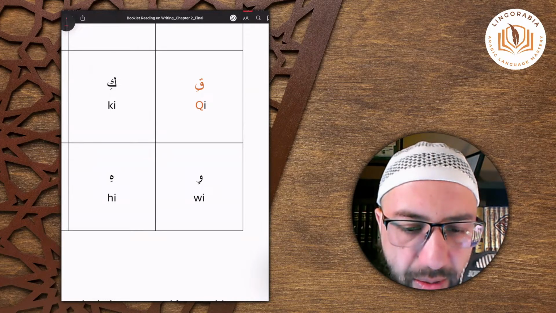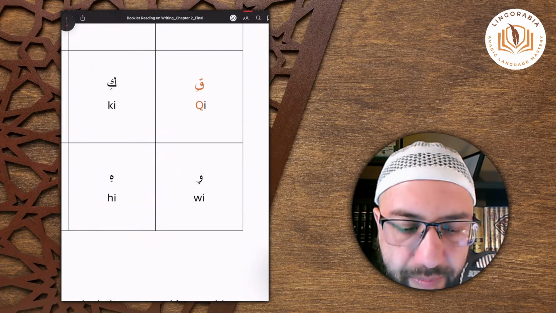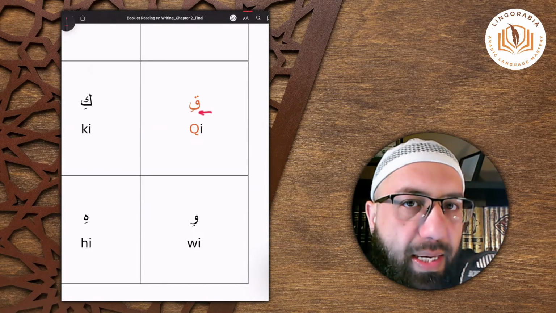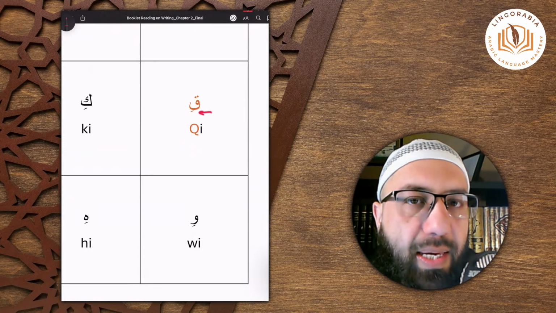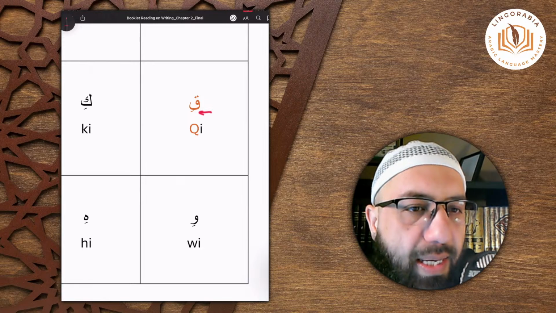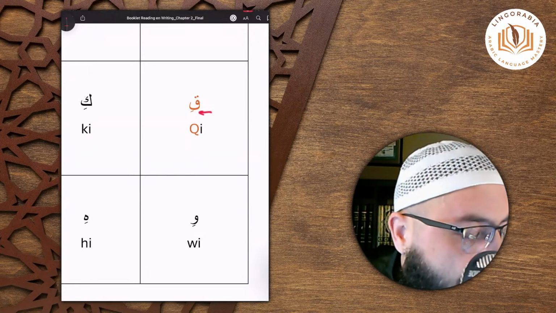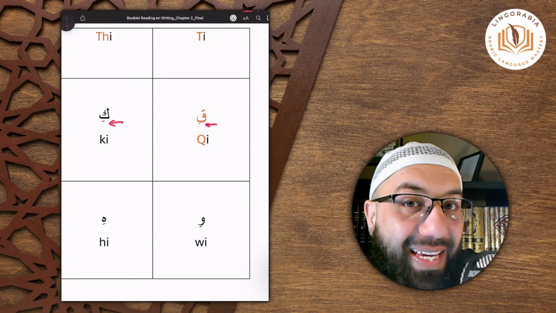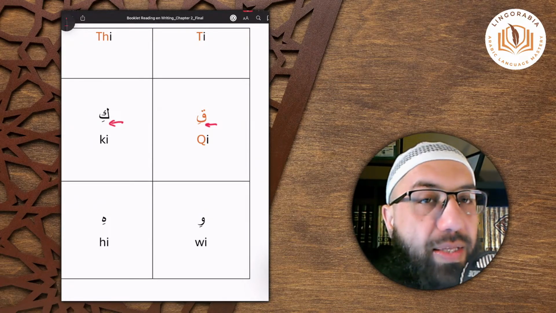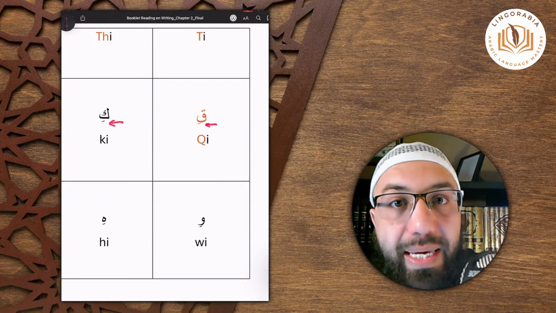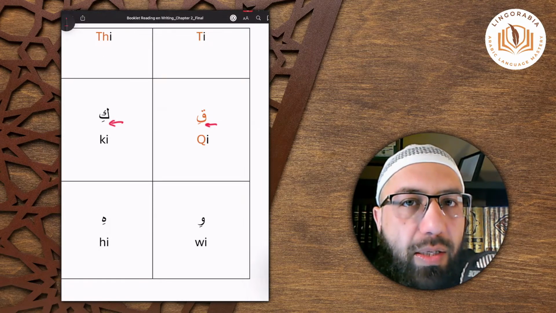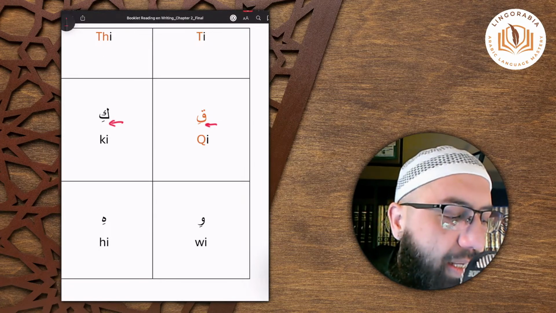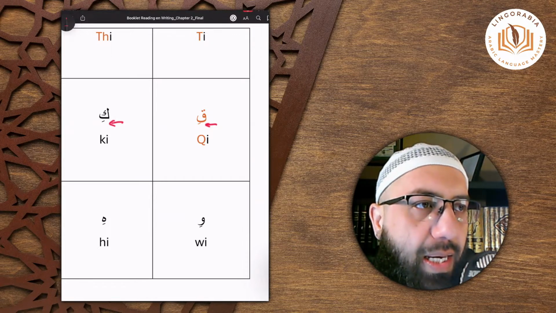Now you got here the qaf. You got the qaf here. The qaf with the kasra becomes qi. Qi. And then you got the kaf with the kasra becomes ki. So you got qi and you got ki. Different sounds. Close to each other in the point of articulation, but they are different. So you can say qi, and ki.